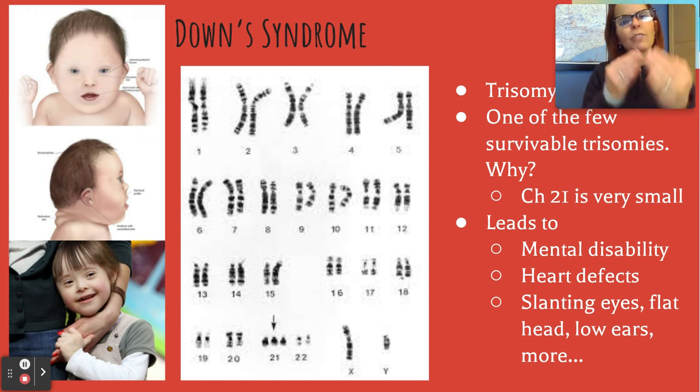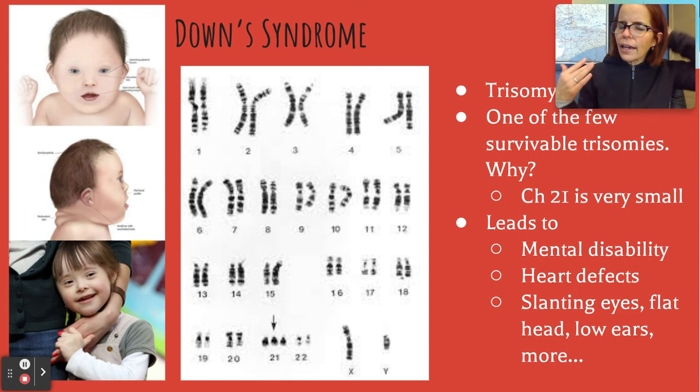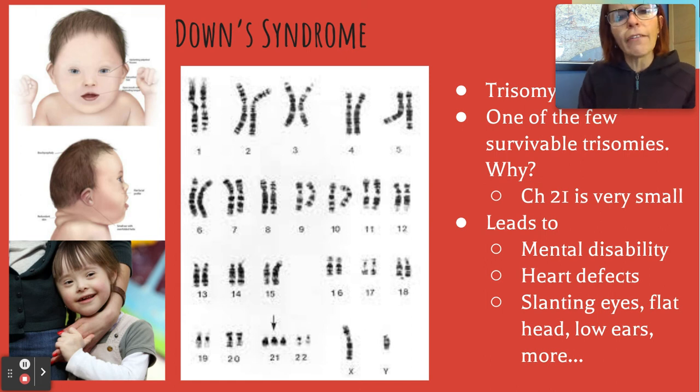Down syndrome has very specific symptoms because of this extra chromosome. It causes mental disability. It causes very distinct heart defects. It also causes very distinct facial features and body features, things like slanting eyes, a flat head on the back, low set ears. Very, very common and quite easy for even the average person to recognize those particular symptoms.